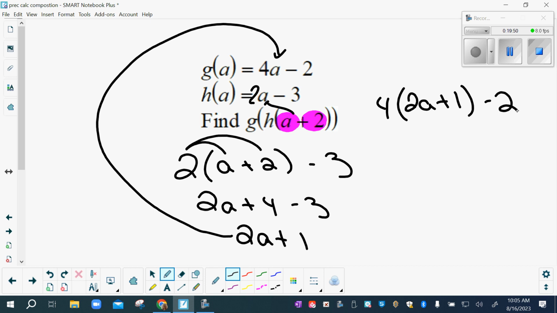Give everyone a breath to catch up with me. And next week, we get our second board, I think, so it's going to be very exciting. 8a plus 4 minus 2. 8a plus 2, right?